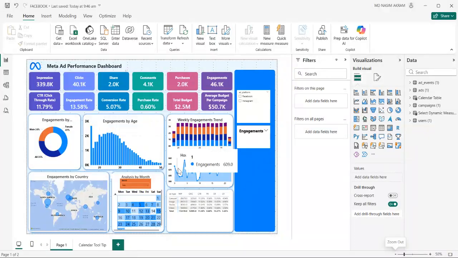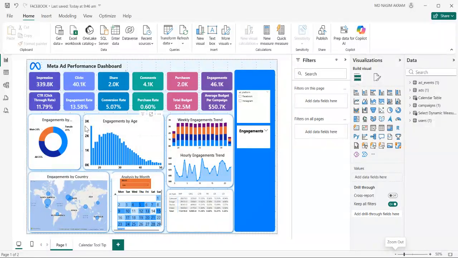So hi, this is MD Nasim Akram, and this is the dashboard that I have recently made based on the problem statement. So if I talk about the problem statement, basically it was the marketing problem statement where we had to analyze the campaigns that we made on social media.